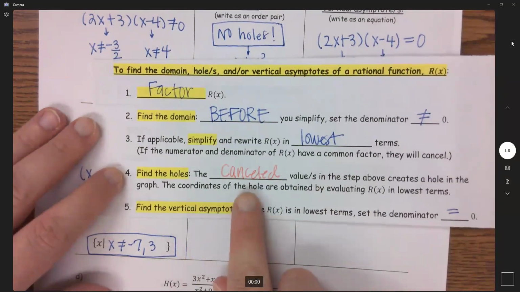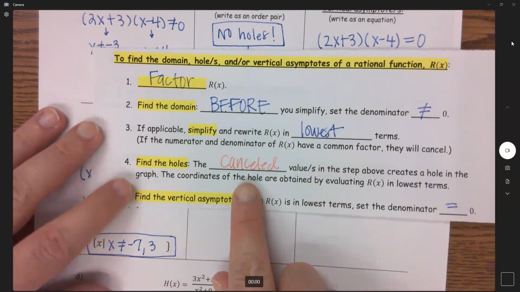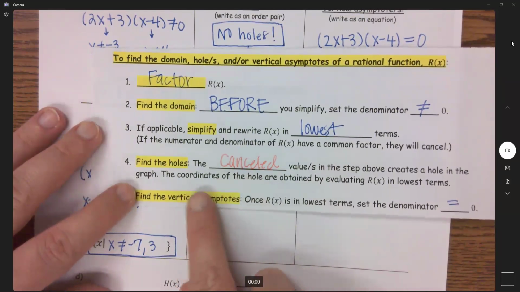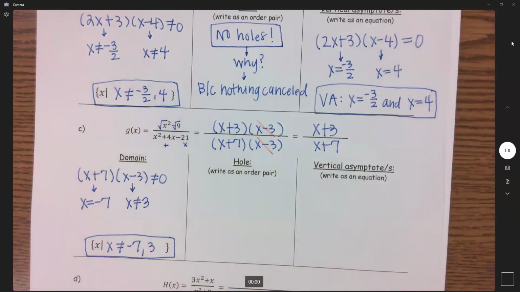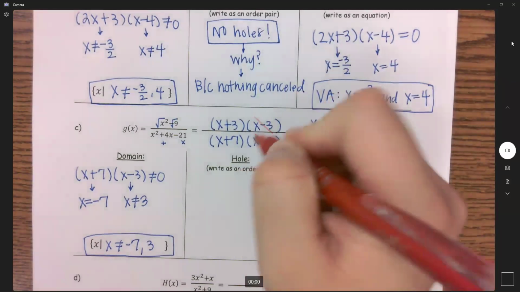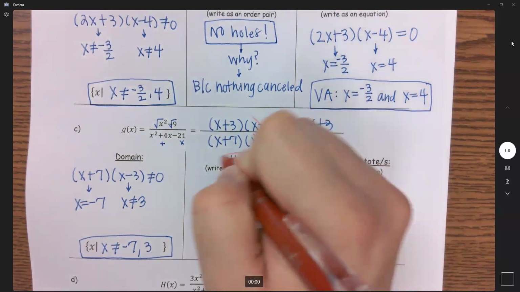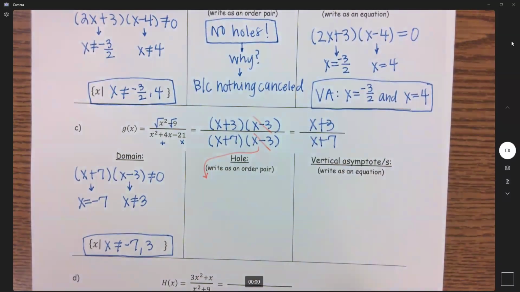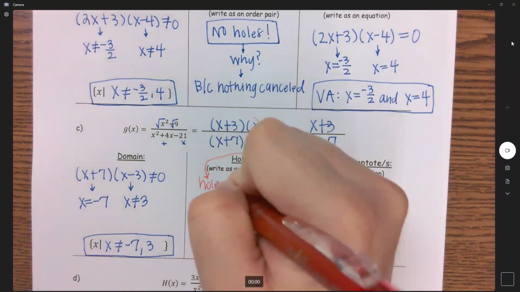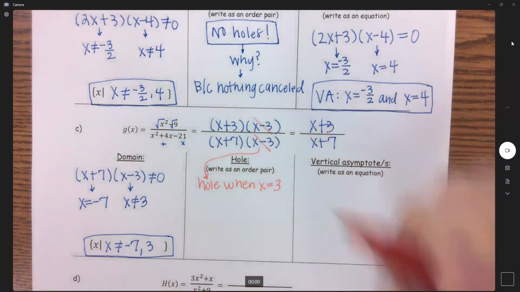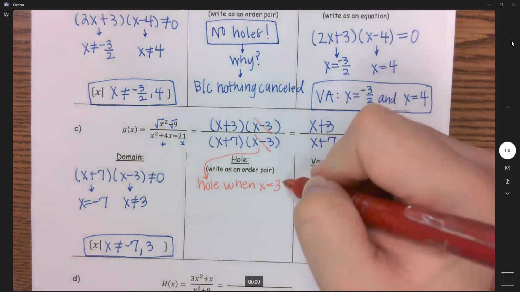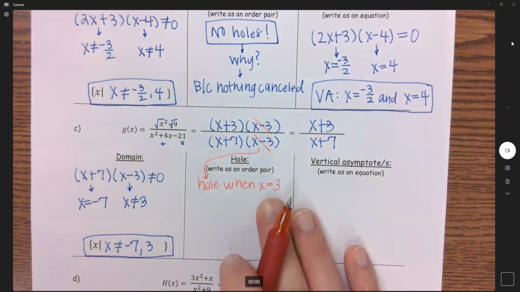Find the holes. The canceled values in the step above create holes in the graph. The coordinates of the hole are obtained by evaluating your function in lowest terms. So because this canceled, this tells me I have a hole when x equals 3. So then, don't just assume my hole is at 3, 0.